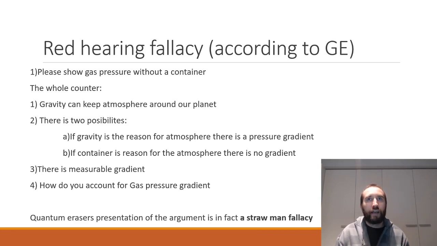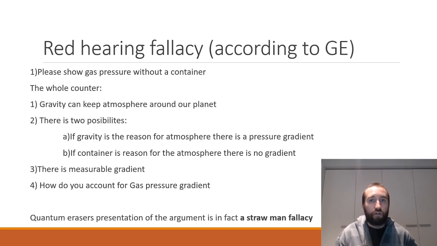If you can show that one of the presuppositions of that claim isn't correct, you can show that the actual claim doesn't work. So this way of attacking the claim, "Please show gas pressure without a container," is a totally non-fallacious way of attacking this, because this argument is just saying that one of the presuppositions of the original claim is wrong.